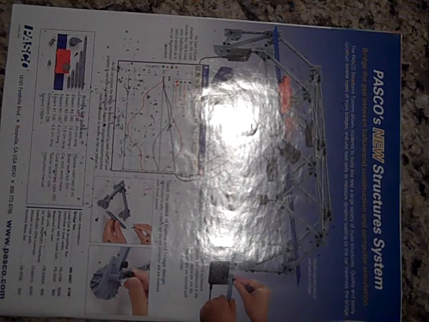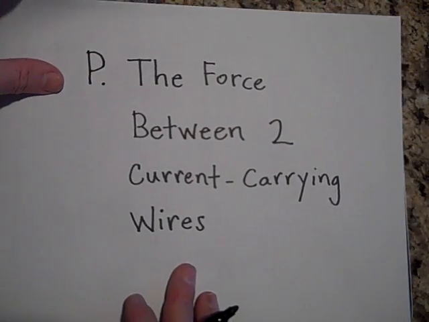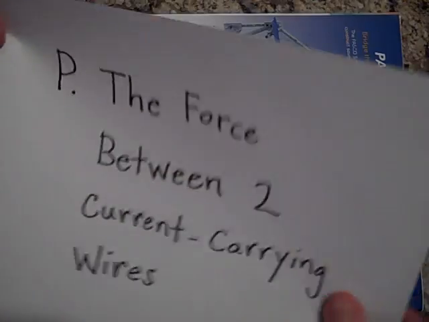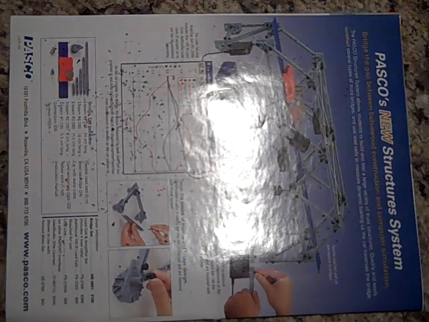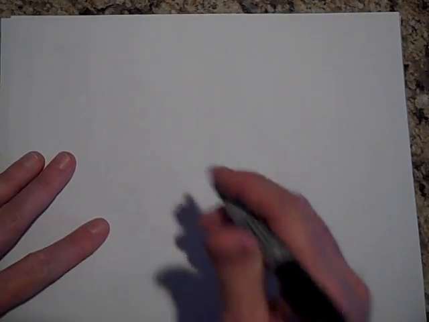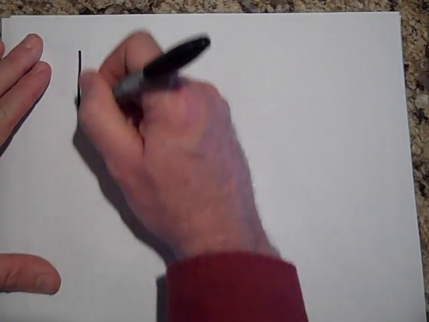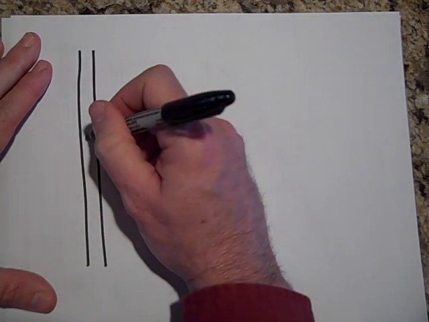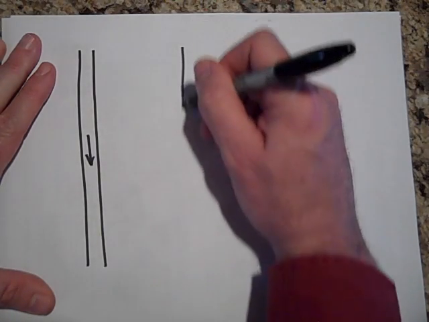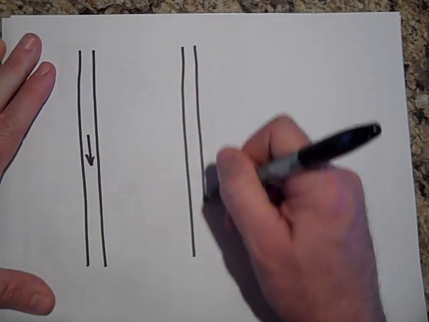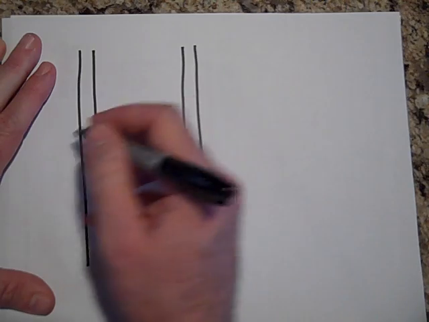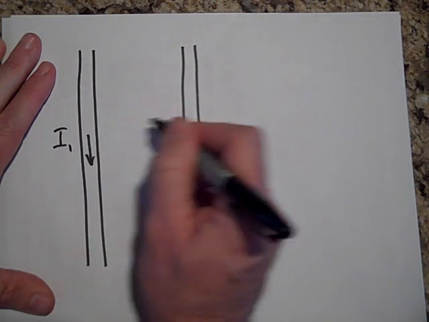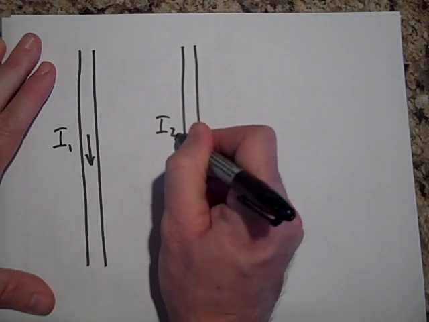Okay, the force between two current carrying wires now. Let me just tell you that when two wires are positioned near one another, and if they have currents in them, they can put a force on each other. So let's have the wire be like this, and another wire be like this. Let's call this I1 and this I2.